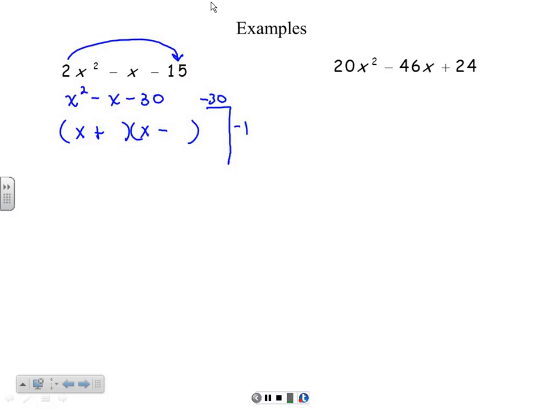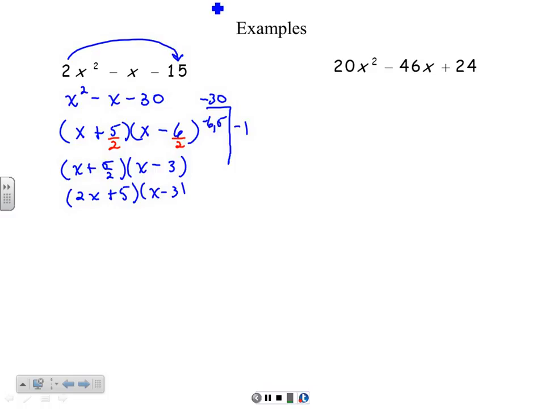And again, you can go through the factors if you need to, but I'm going to go ahead and say that that's going to be a negative 6 and a positive 5. So the 5 will go here, and the 6 will go here. But don't forget that that's not the full factoring, so we have to divide back out the number that we multiplied in. So we're going to divide by 2. And then reduce. 5 halves will not reduce, but 6 over 2 will reduce to 3. And then bring the bottom up, so we'll have 2x plus 5 times x minus 3.